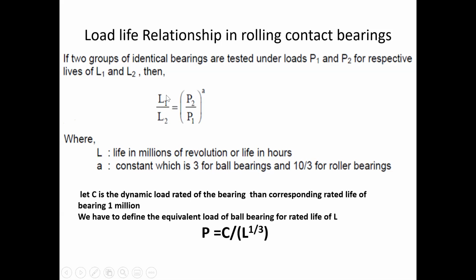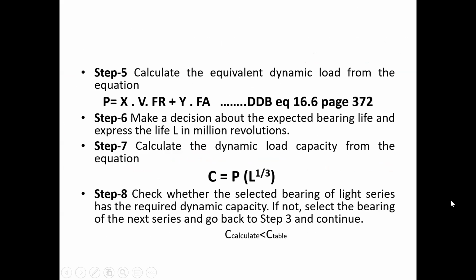So L1 will be equal to 1, and we are having the L10 life in number of million revolutions. So we can write down the equivalent load P is equal to C divided by L to the power 1 by 3. Okay, so by using this load-life relationship, we are able to find out the value of dynamic load capacity calculated from this formula. Once we have found the value of C calculated, we will compare whether the value of C table is greater than or less than C calculated.